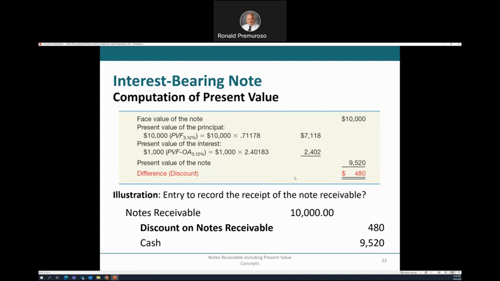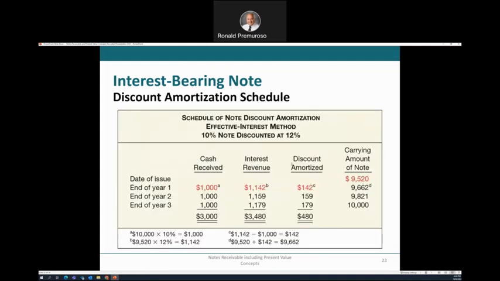And of course, credit cash, 9520. Slide 23 does the amortization of the discount, right? Similarly to what we did on the 0 interest bearing note, but the exception is there's $1,000 of cash being received on this particular note each year.